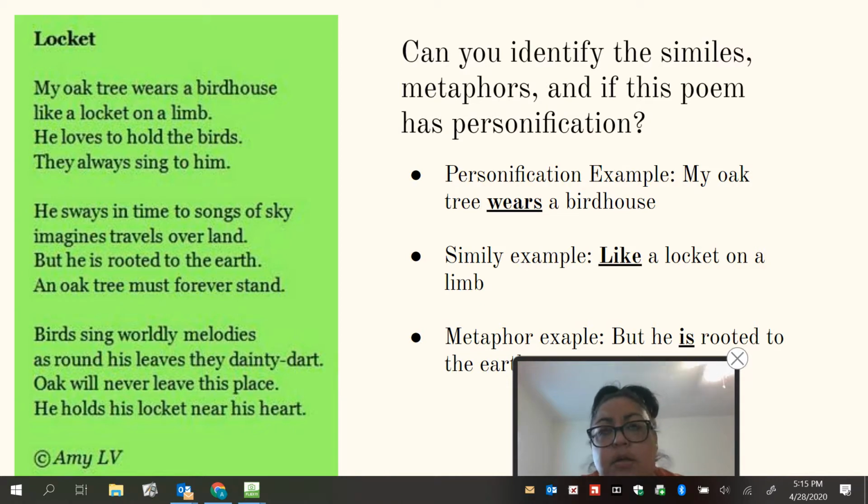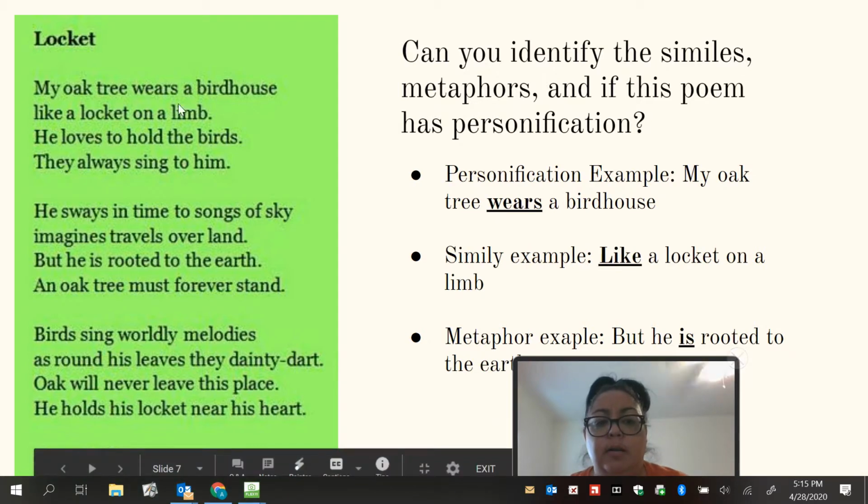Very, very moving poem about an oak tree. How many of you have seen an oak tree? Where I used to live, there were tons of oak trees, and I miss them. Okay, so let's talk about personification in this poem. First line, my oak tree wears a birdhouse. This poem is about the birdhouse in the oak tree, not necessarily about the oak tree. Now, but it's telling me in this line, my oak tree wears a birdhouse.